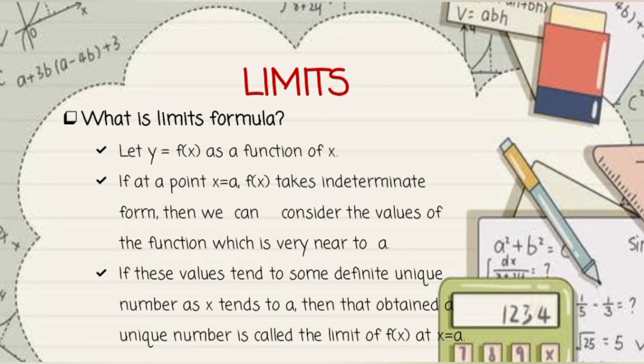What is the limits formula? Let y equal f of x, a function of x. If at a point x equal to a, f(x) takes an indeterminate form, then we can consider the values of the function very near to a. If these values tend to some definite unique number as x tends to a, then that unique number is called the limit of f(x) at x equal to a.